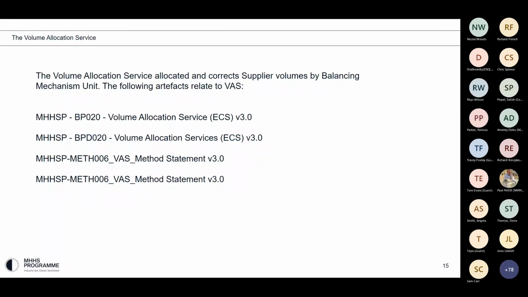Amity, are there any questions on the volume allocation service? I don't think there are more questions on that. We've got a question about whether or not we'll share the questions after this event, which we will. That will come from us, but yeah, none of that. So perhaps if we move on and we can take them nearer the end.